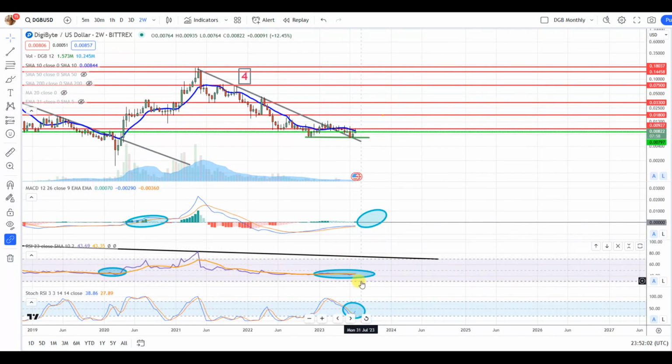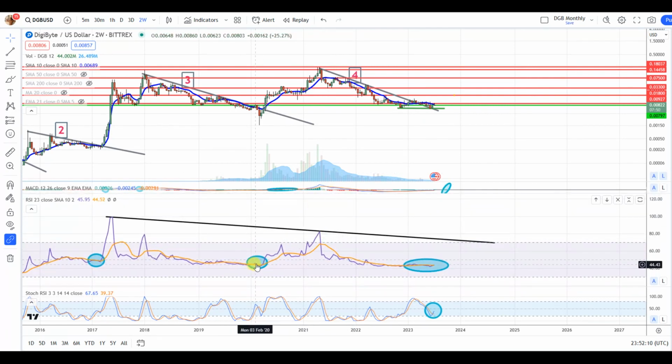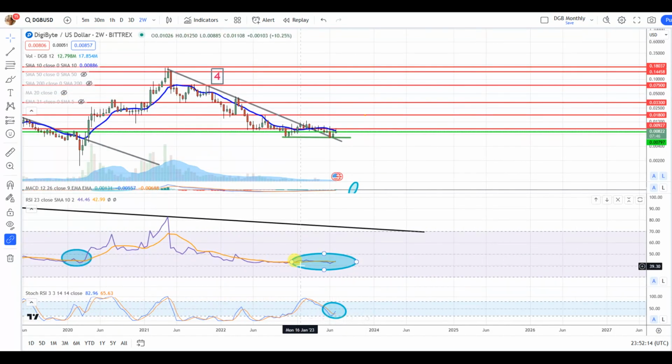The other thing we need to look for is an RSI cross above this orange moving average here, which we're starting to get. If we zoom back in history, you can see we had a little bit of a fake out here before we ultimately crossed above. We got a little bit of a cross here, got a fake out, and we went back below.